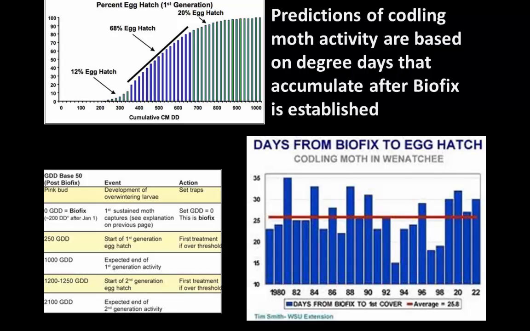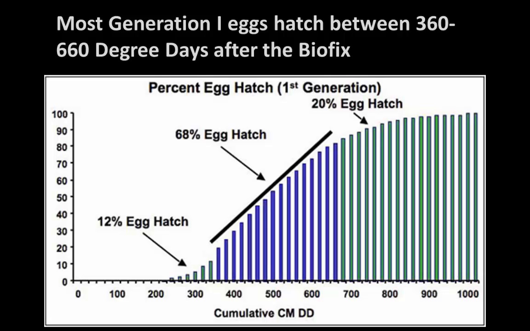So if you're tracking temperatures and accumulating a little more every day, you can get an idea of when the first egg hatch is. 12% egg hatch is often considered an optimal time to make the first sprays. Then depending on how much longer the egg hatch takes because of the temperature, you may need to treat more than once during a single generation. But that's the timing. Most generation 1 eggs are going to hatch between 360 and 660 degree days after that biofix.